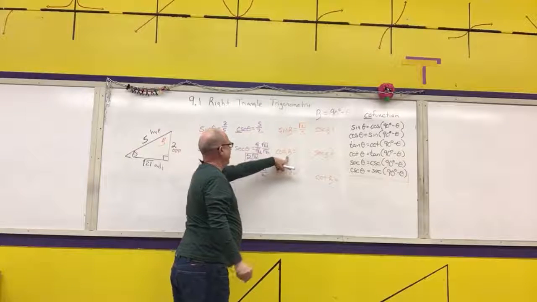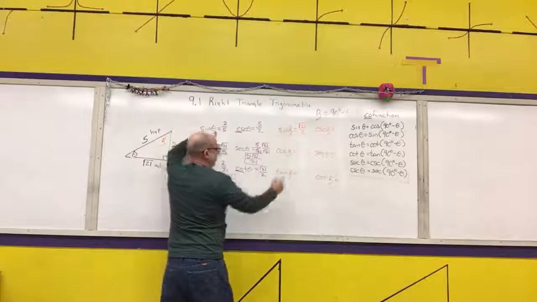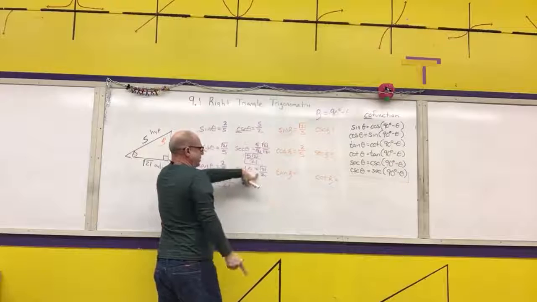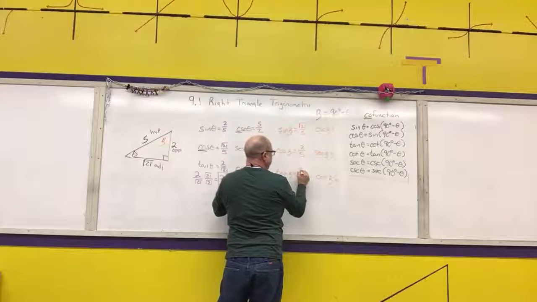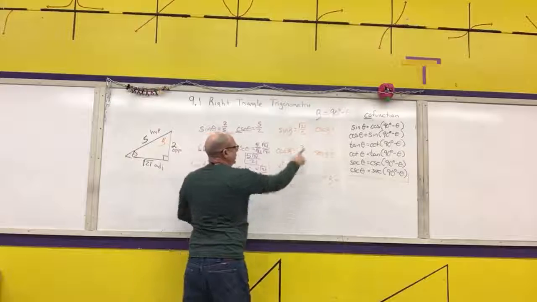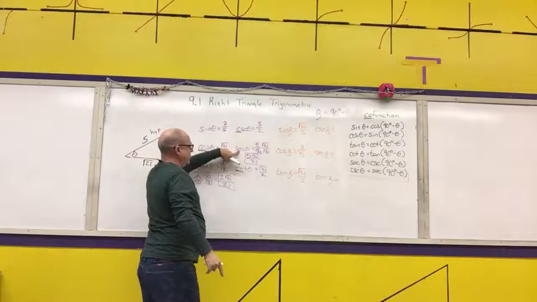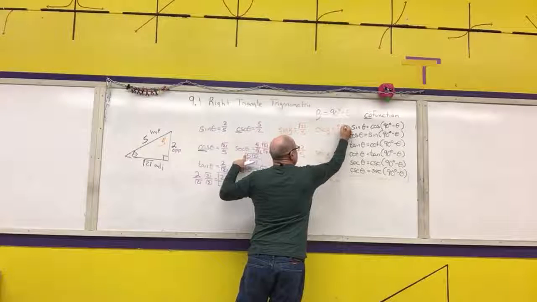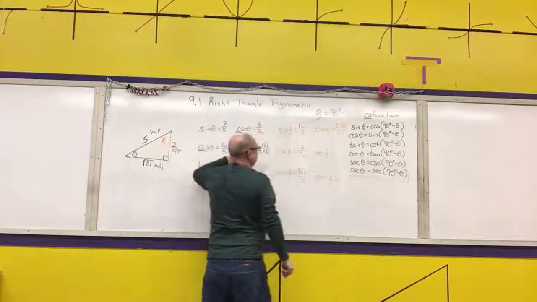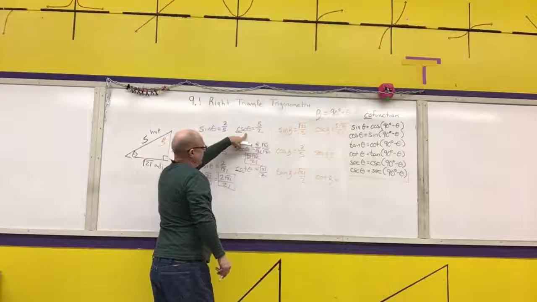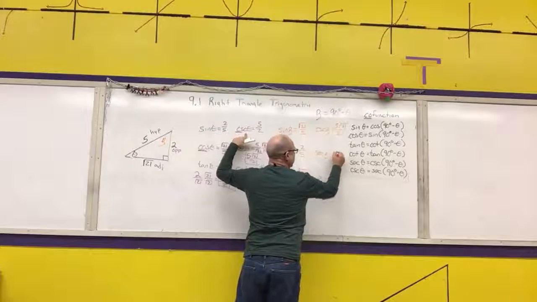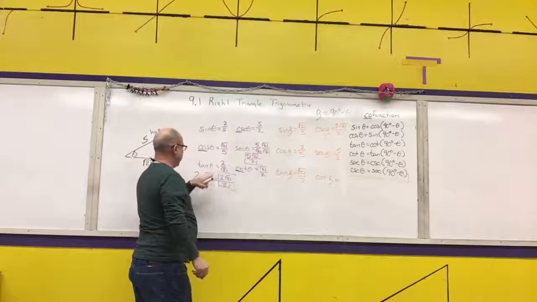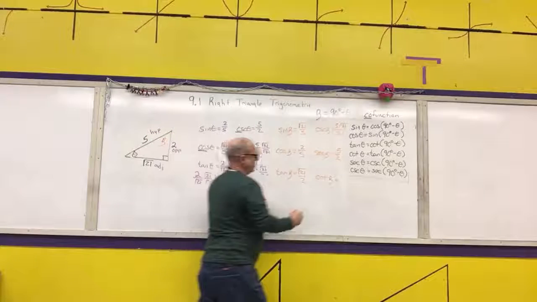The cosine of beta is the sine of its complement, 2/5. The tangent of beta is the cotangent of its complement, square root of 21 over 2. The cosecant of beta is the secant of its complement, 5 root 21 over 21. The secant of beta is the cosecant of its complement, 5 halves. The cotangent of beta is the tangent of its complement, 2 root 21 over 21.